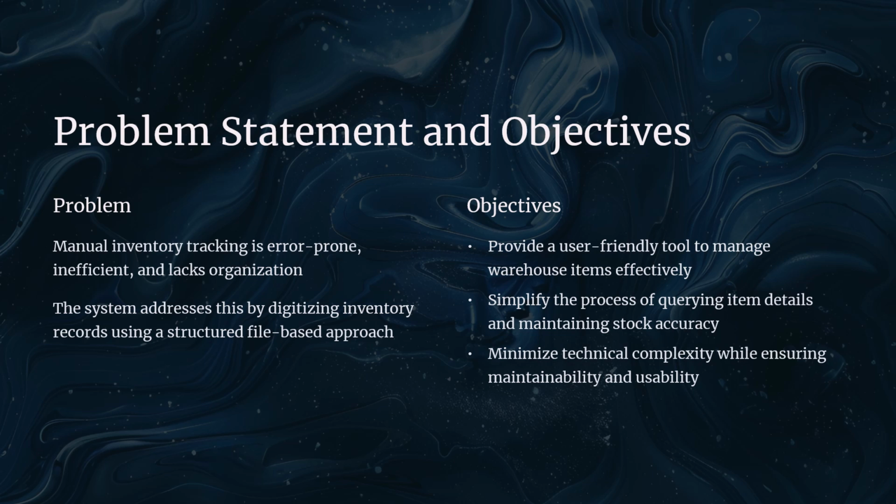So let us talk about the problem statement and objectives. The problem: manual inventory tracking is error prone, inefficient, and lacks organization. The system addresses this by digitalizing inventory records using a structured file-based approach. The main objective is to provide a user-friendly tool to manage warehouse items effectively and also simplify the process of querying item details and maintaining stock accuracy, and also to minimize technical complexity while ensuring maintainability and usability.